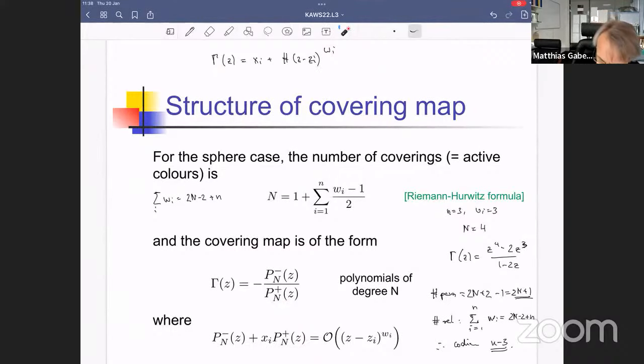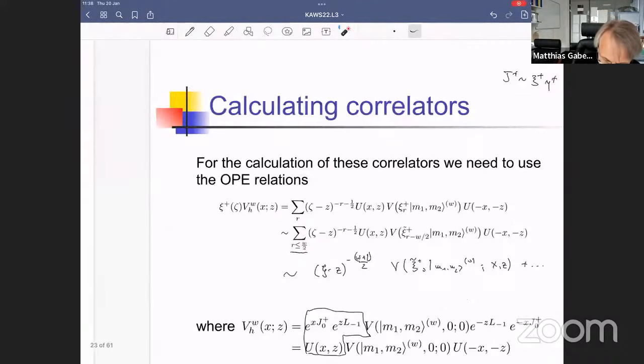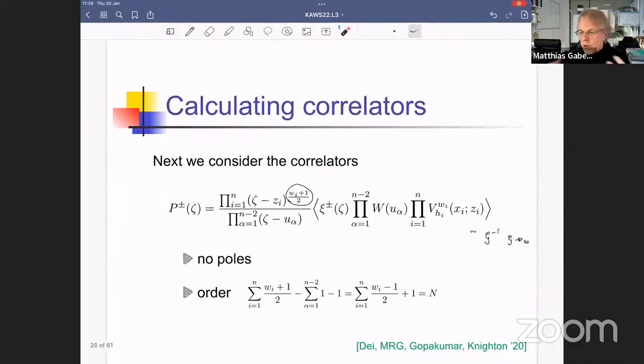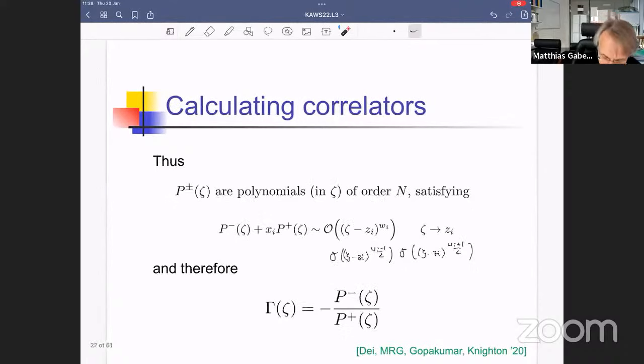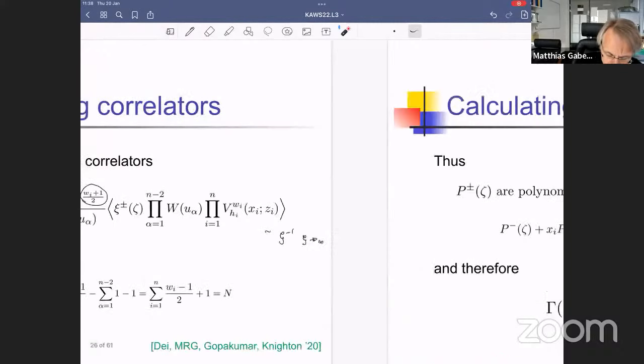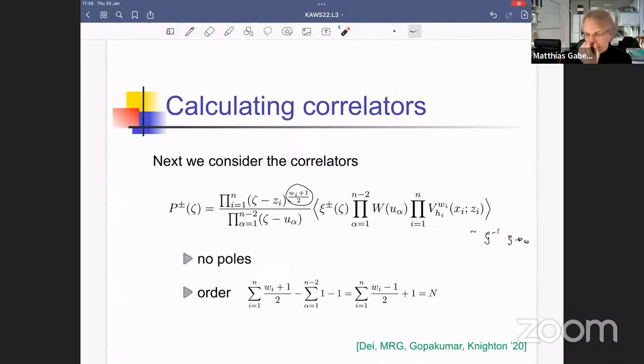So therefore, what we've managed to do is we can extract out of our worldsheet correlator, we can in fact construct the covering map. And the covering map is just the ratio of these polynomials where these polynomials are defined by these worldsheet correlators. That just follows from carefully keeping track of the structure of the OPEs and keeping track of how they depend on X. And this subtlety with the e to the x j plus zero, which means that there is this interesting x dependence for these correlators.